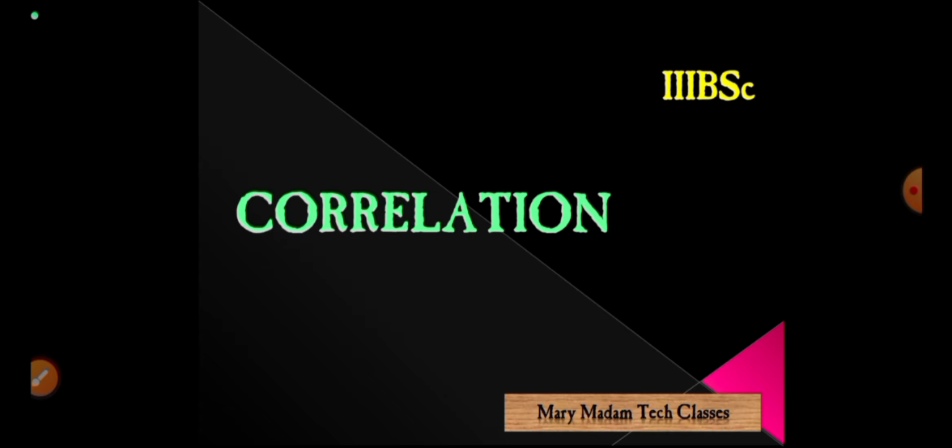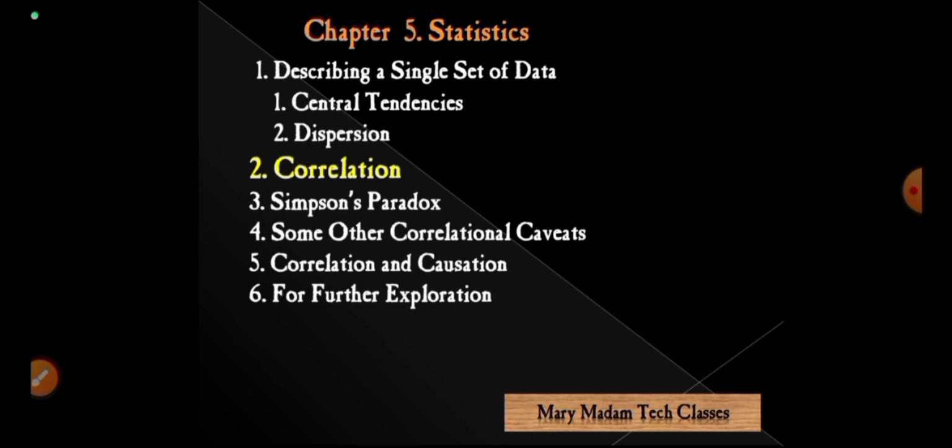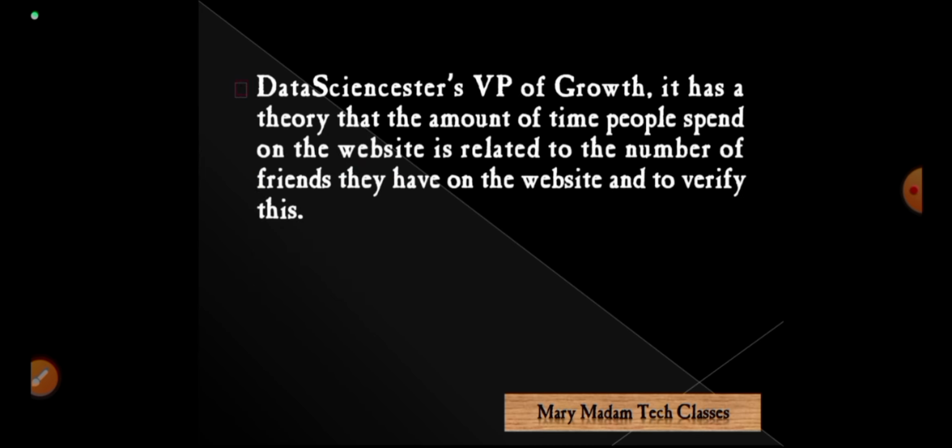Today we are going to continue from the same chapter, Statistics. The next topic is correlation. What is a correlation? Correlation is nothing but a statistical measure. The correlation quantifies the strength of the linear relationship between a pair of variables.